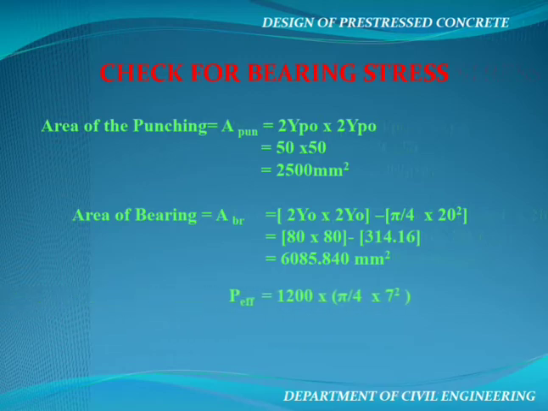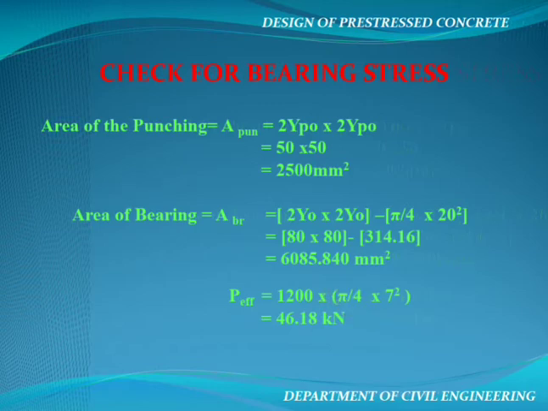Next, as we have been given the effective stress, we need to find the effective pre-stressing force, that is P effective. So P effective will be 1200, which is nothing but the pre-stress, into pi by 4 into 7 square. Here 7 is the diameter of the wire used for pre-stressing; a single wire of 7 mm diameter is used. Therefore, we get an effective pre-stressing force of 46.18 kilonewton.